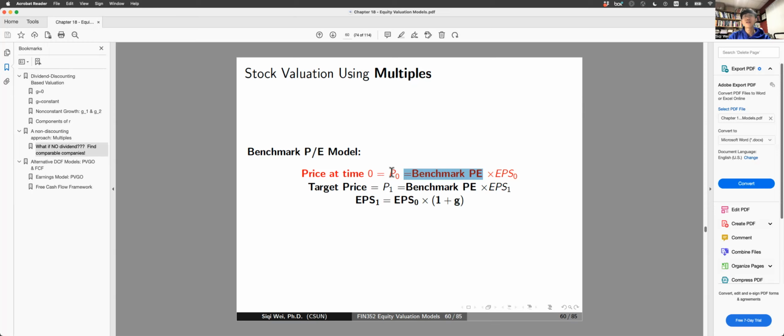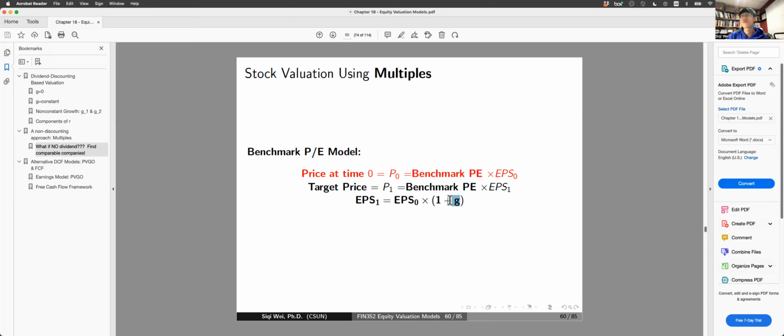Okay, and you can also establish the lead-lag relationship and calculate the stock price next period. To do that, you have to establish the EPS over the next period by applying the growth rate. The current EPS times 1 plus the growth rate gives you the EPS next period. And if you do that with the benchmark PE ratio, you actually can get the price next period. So it's actually forward looking, right?